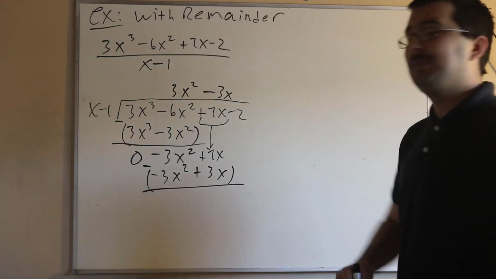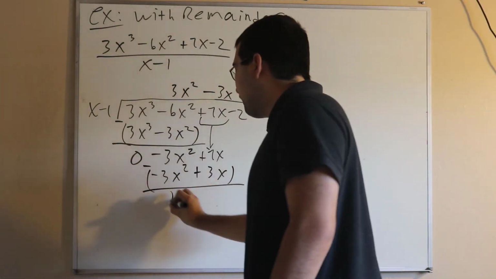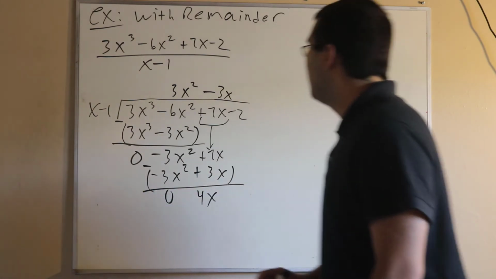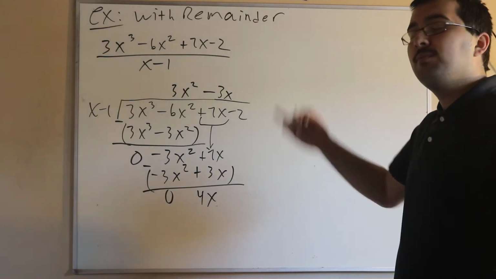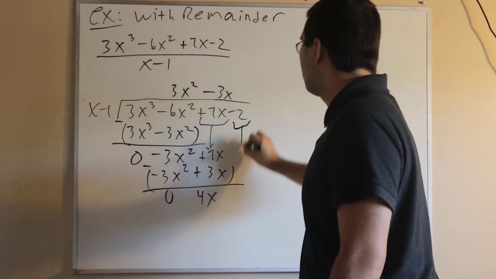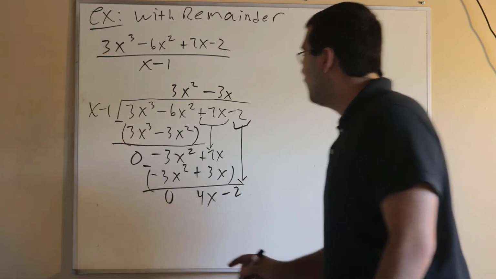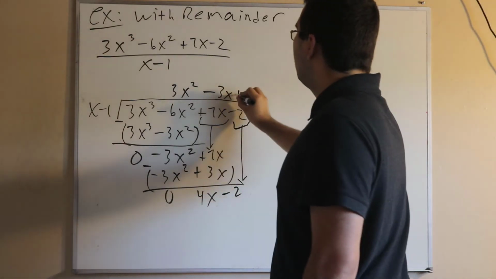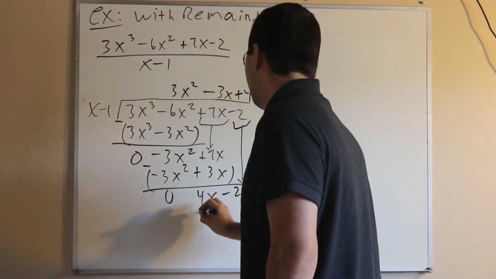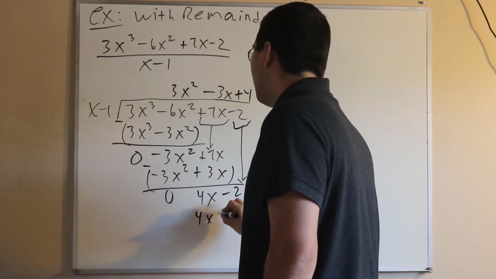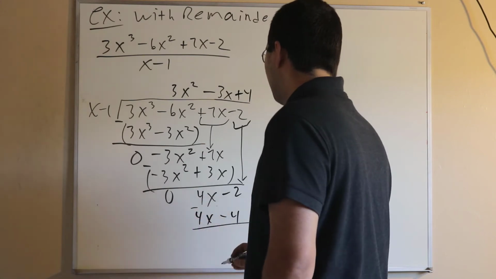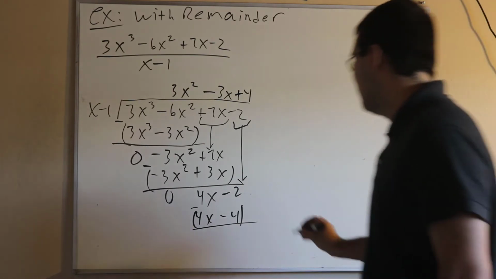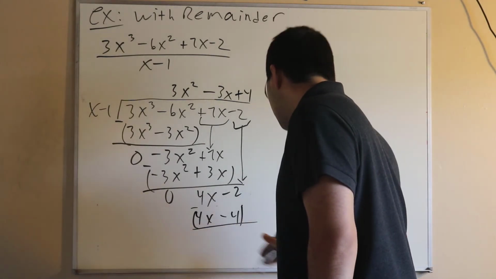Write my parentheses, subtract. I'm going to get a 0, and then I'm going to get a 4x. Okay, beautiful. Bring down the next term, minus 2. I want to match 4x and x. I need to multiply by a 4 plus 4. So then I have 4x minus 4. I subtract again, writing my parentheses, and so I get a remainder of 2.